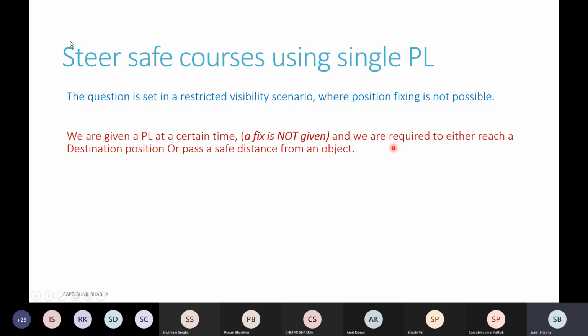We are now required to either reach a destination position or we are required to pass a certain object keeping a safe distance off. It could be a lighthouse or a prominent land object where we are trying to pass and we need to keep a certain safe distance. Or in the second case, they could give us a certain destination position like a pilot boarding ground where the vessel needs to reach.